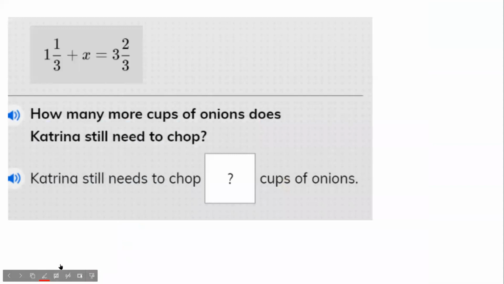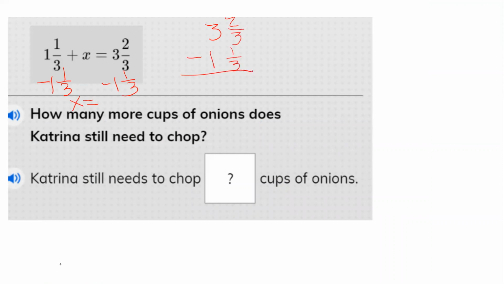But that's exactly how we're going to solve it. We're going to solve it by subtracting 1 1/3 from this side. Oops, that's 1 1/3, Miss Rowe. And 1 1/3 from this side of the equation. So I ran out of room where I'm going to write. Let's come over here though and stack up 3 2/3 minus 1 1/3. Well, 2/3 minus 1/3 is 1/3. 3 minus 1 is 2. So it looks like our final answer is 2 1/3 cups.